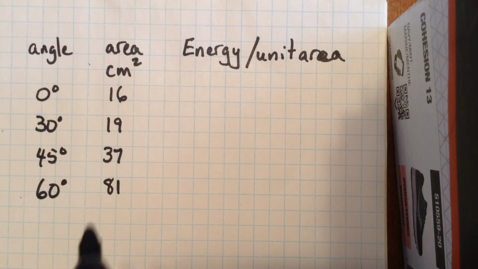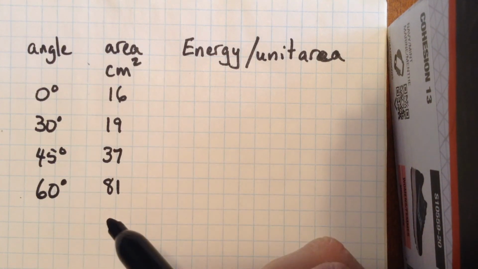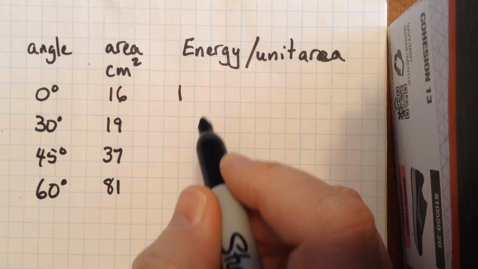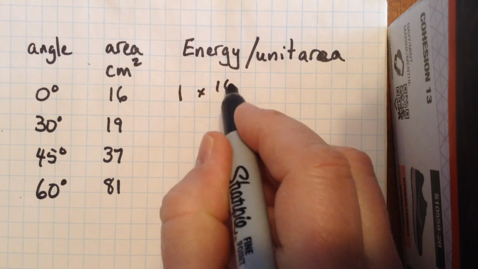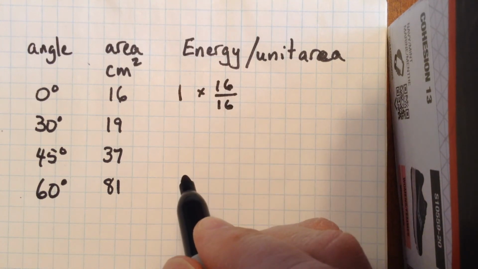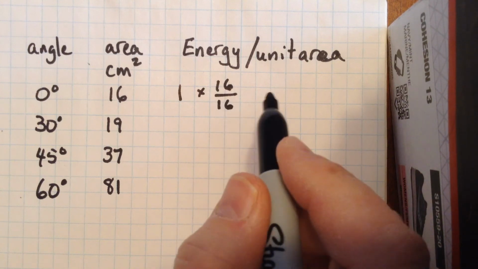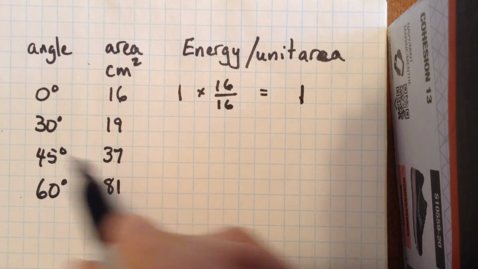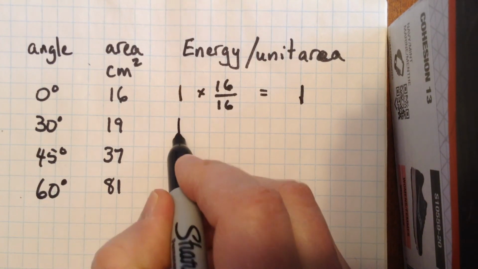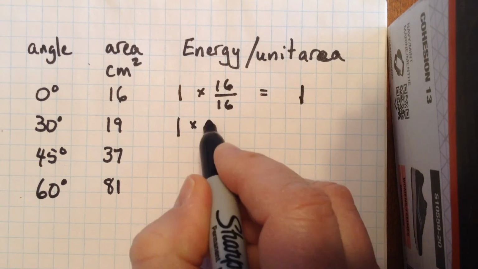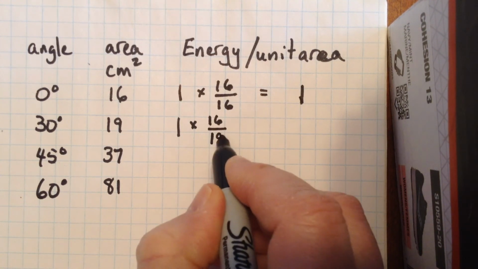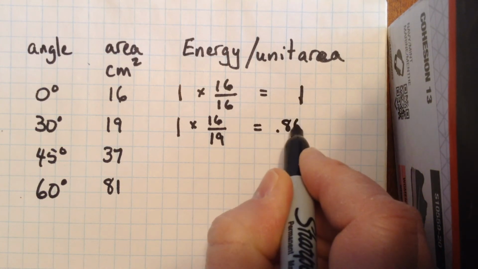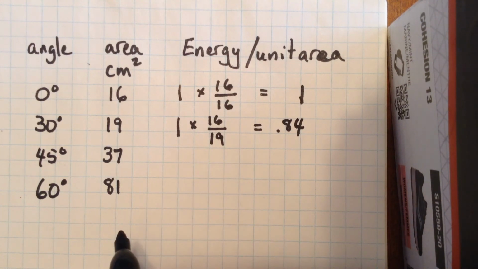So let's make some sense of our numbers here. This is what scientists do. We like to make tables. So let's say we have one flashlight of energy, and originally we used 16 square centimeters, so we get a 1-to-1 ratio. When we tilted things at 30 degrees, it's still one flashlight worth of energy, but now it's spread over 19 square centimeters, and we end up with 0.84 units per each unit of energy.